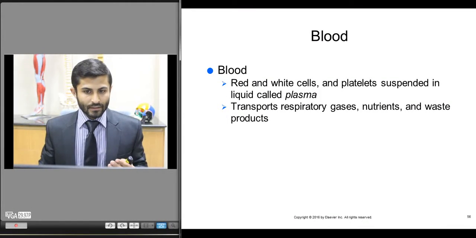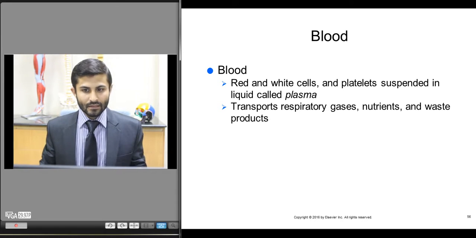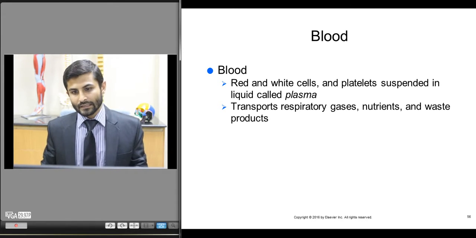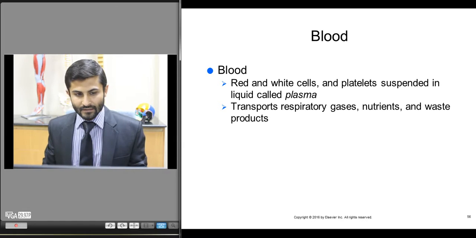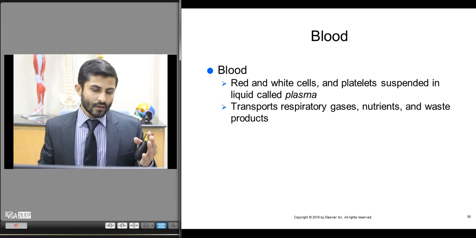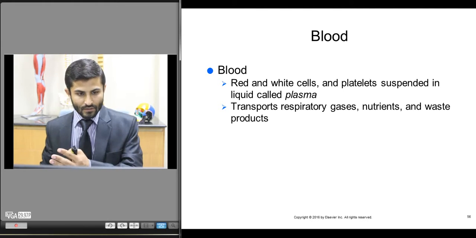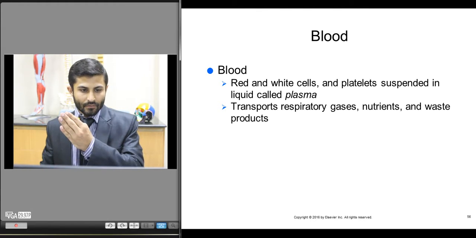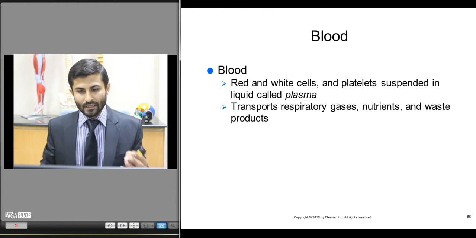Blood is red and is composed of RBCs, the red blood cells, and WBCs, platelets, and the plasma, which is the liquid of the blood. So it transports respiratory gases. It takes oxygen from the lungs to the tissues and takes the carbon dioxide from the tissues to the lungs, and finally from the lungs the carbon dioxide is flushed out.